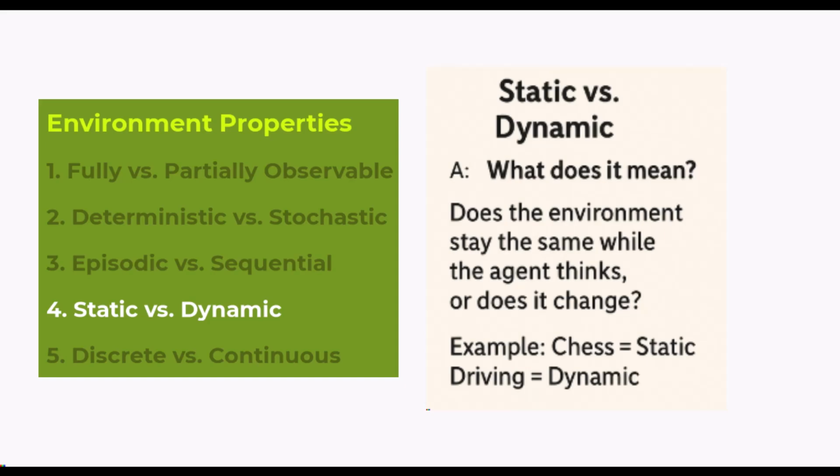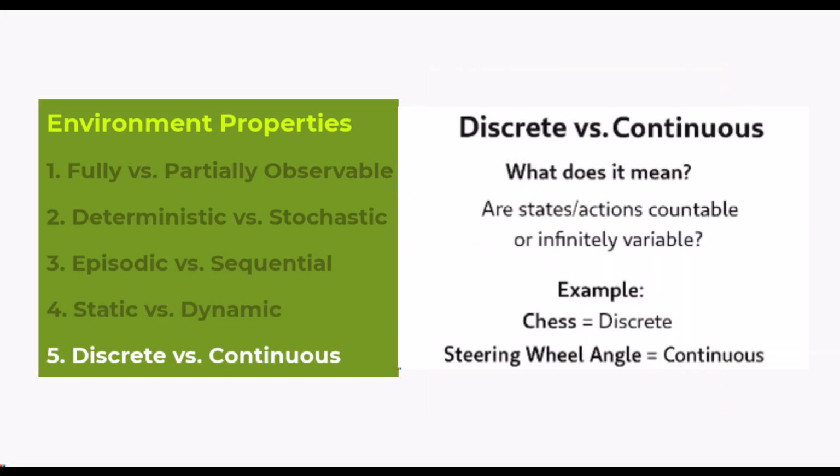So lastly, we have the fifth property, discrete versus continuous. The question here is, are the states and actions countable, or are there infinitely many smooth possibilities? For example, for discrete, we have chess. Moves are limited and countable. You can move to square A or square B, but not to a position in between.